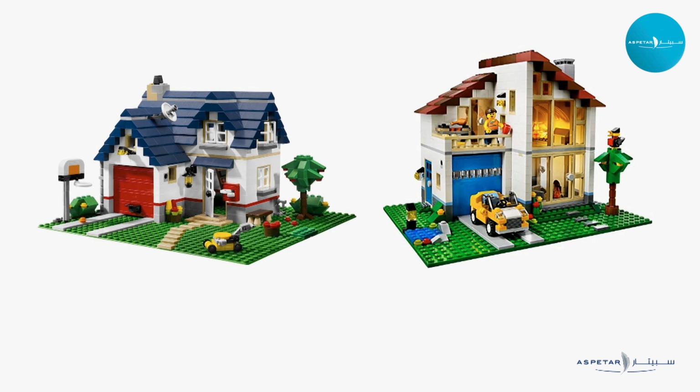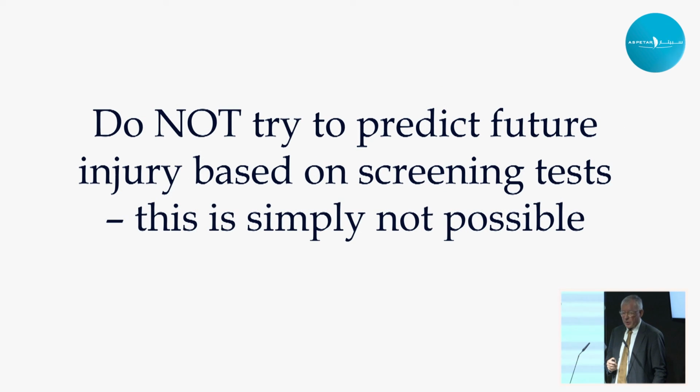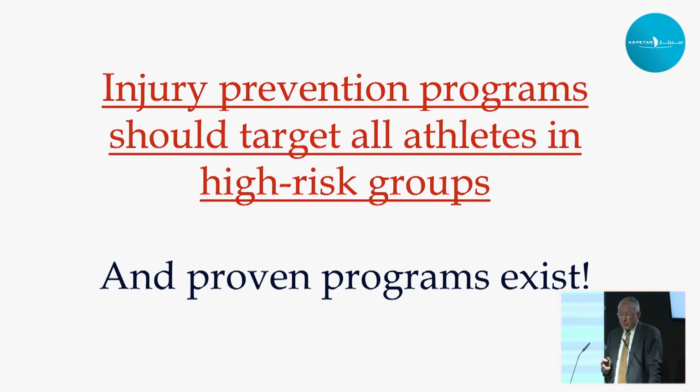So the main take-home message today is: do not try to predict future injury based on screening tests. This is simply not possible. But injury prevention programs should target all the athletes in high-risk groups. So maybe you will not be doing ACL programs if your sport is archery, but you certainly should be doing it if your sport is football or handball. And the other take-home message is that proven programs exist.